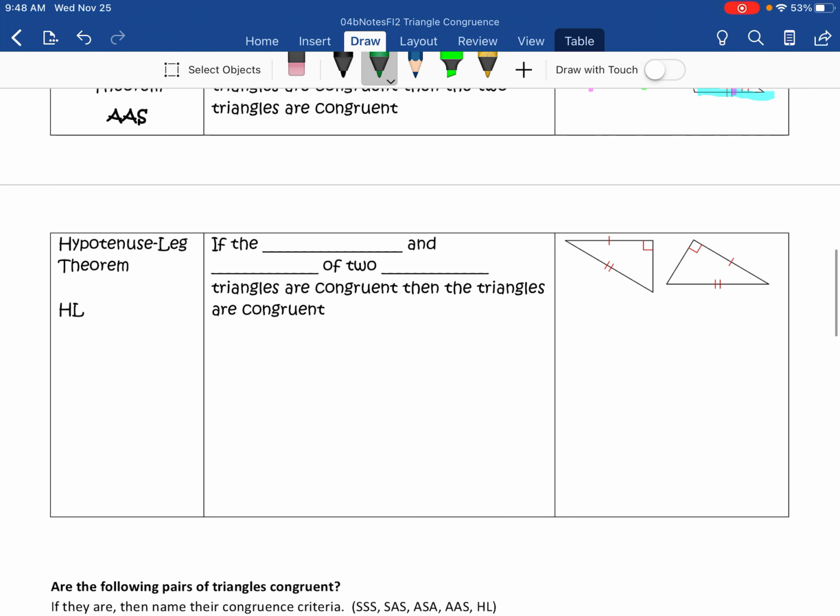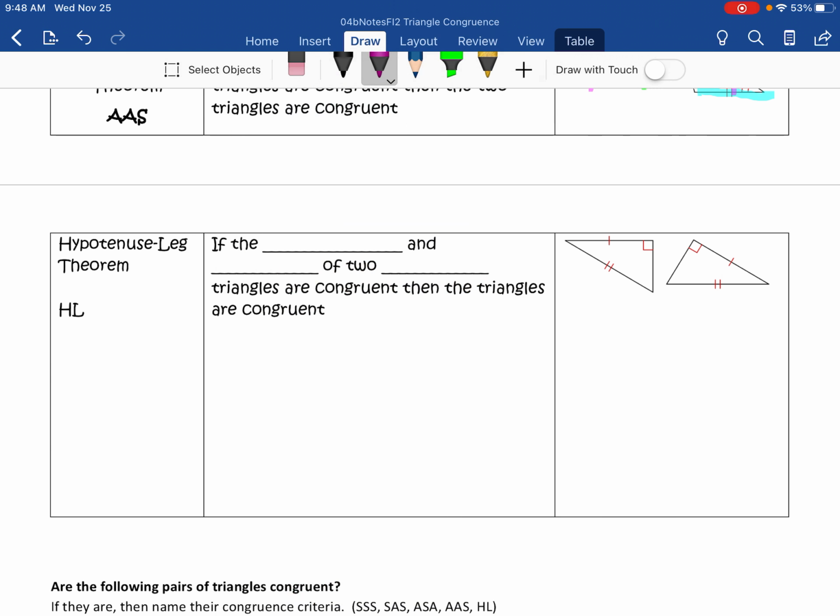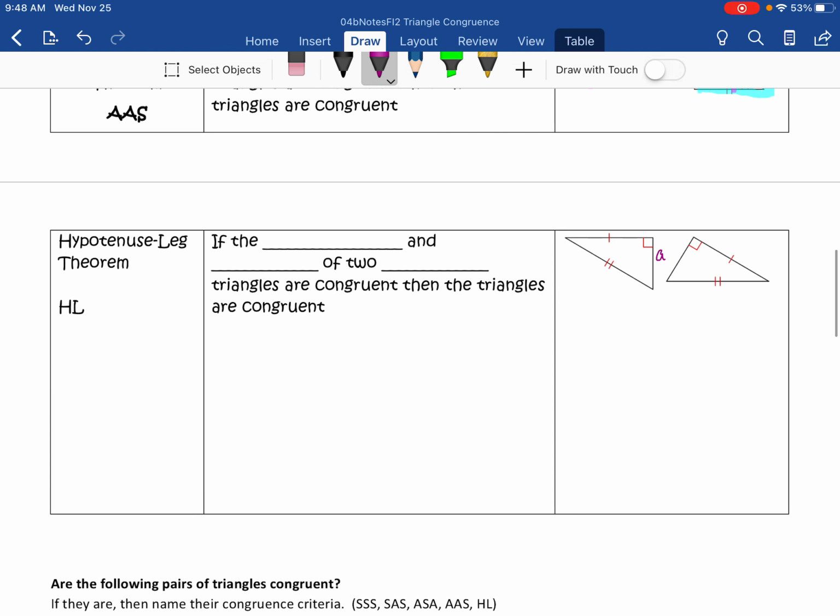Last one is called the hypotenuse leg theorem. I'm just going to go through why this would be true. I think this is kind of interesting, especially for those of you that are kind of math people. So if I just told you that this side was A, this was side B, this was side C, this side is D, this is E, and this is F, okay? And these are both right triangles. So you know the Pythagorean theorem. You know that A squared plus B squared is equal to C squared. For the second triangle, you'll know that D squared plus E squared is equal to F squared.